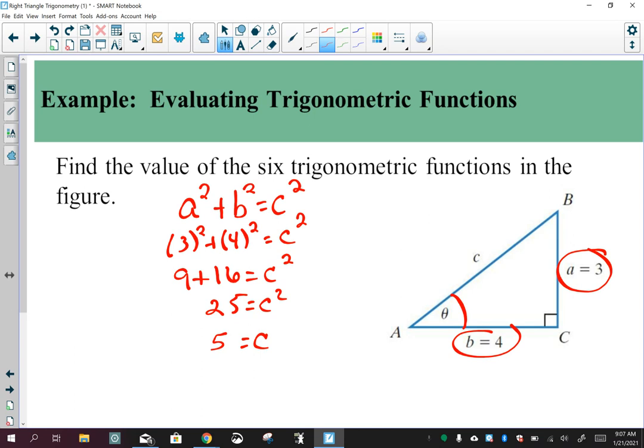Normally, when you take a square root of something, you have a plus or a minus. But in this case, because I'm dealing with an actual length, I only want the positive answer. So in this case, my c is going to equal 5.